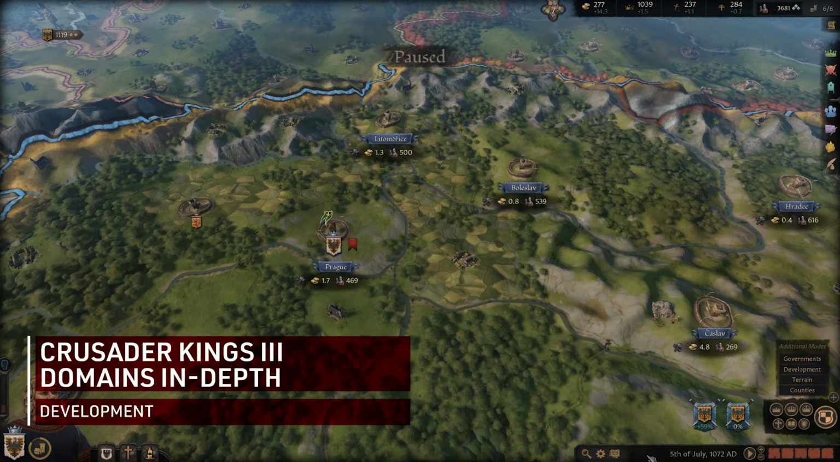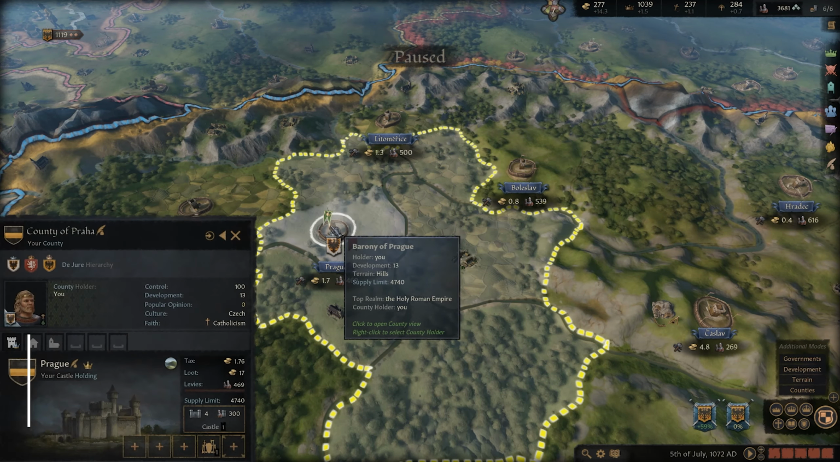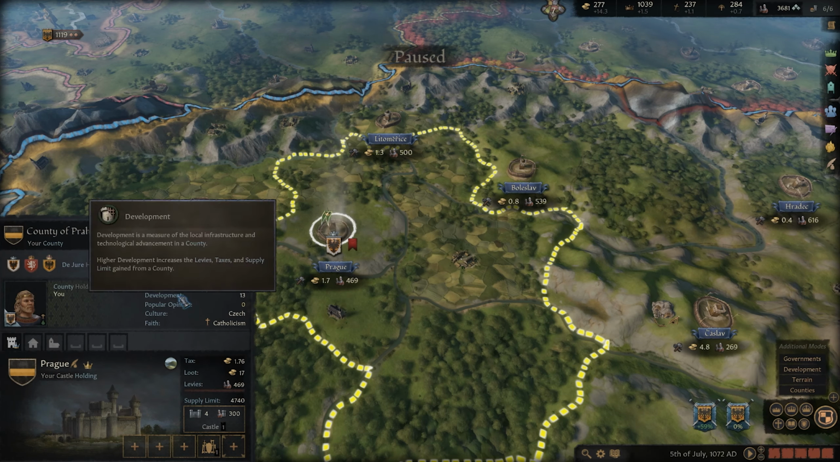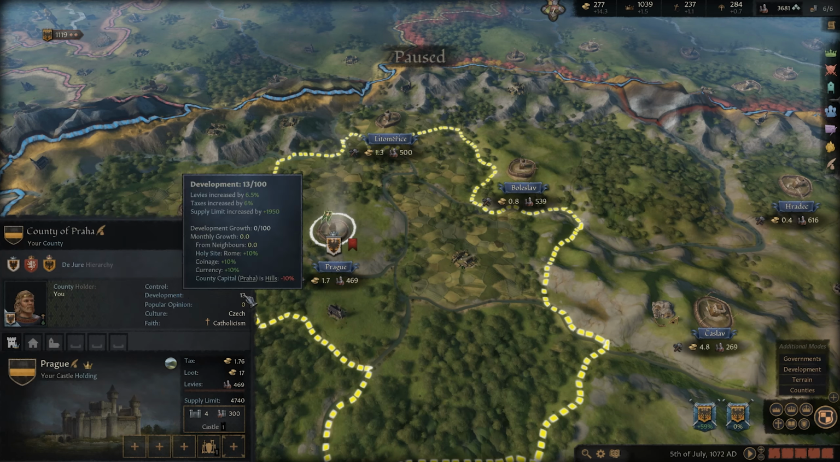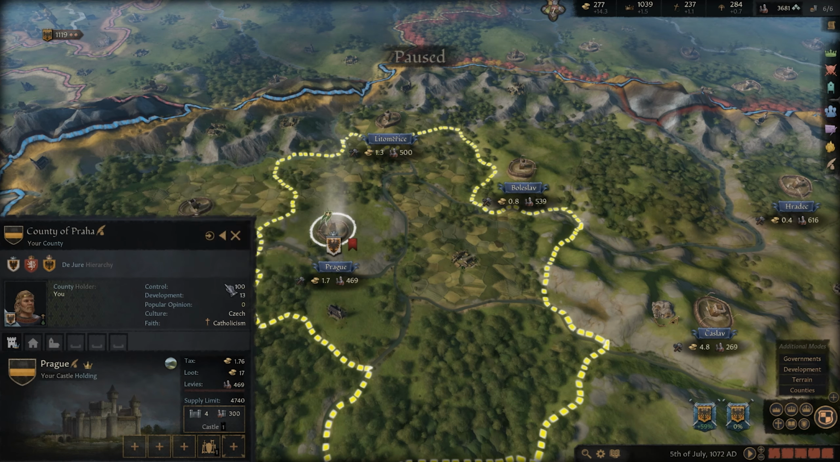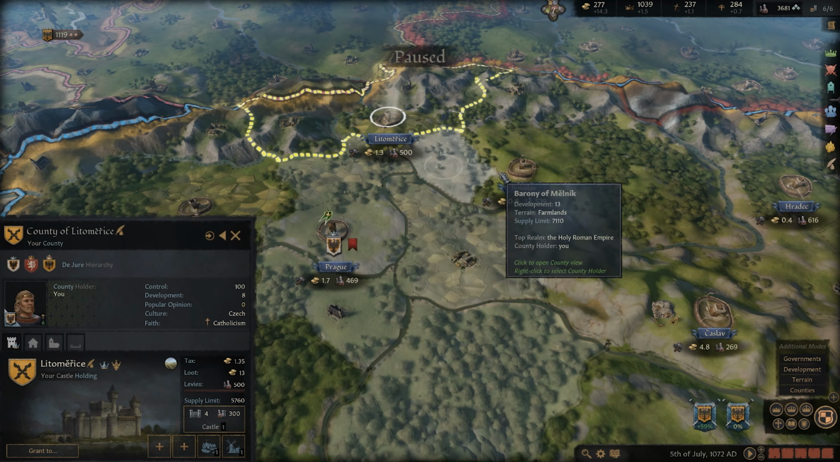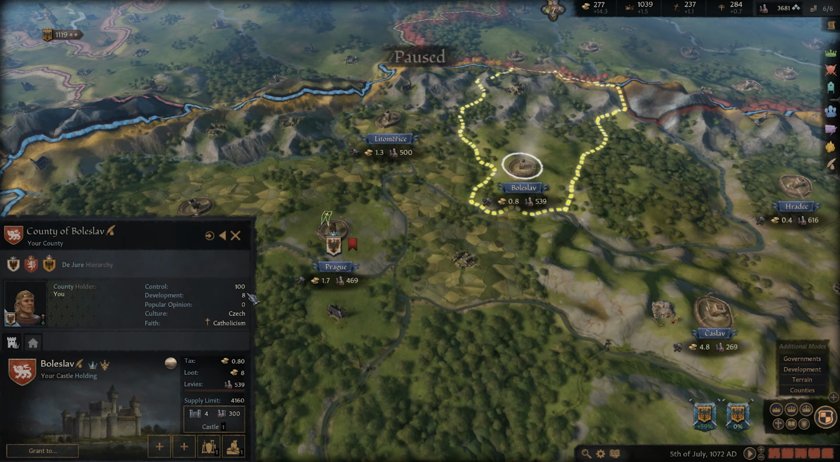Development. We are going to start with development as it's probably one of the most important features to the evolution of your domain. Development is a measure of the advancement and infrastructure present in a county, which is found on the right-hand side of the county overview. The level of development directly influences an increased percentage of levies, taxes, and the supply limit of said county, and they all have very specific rates of increase.